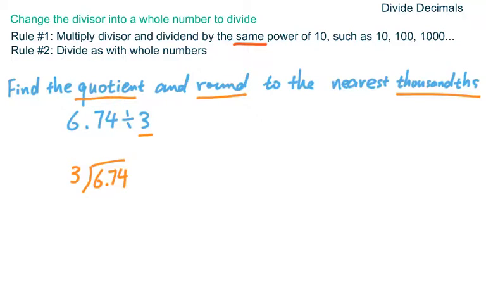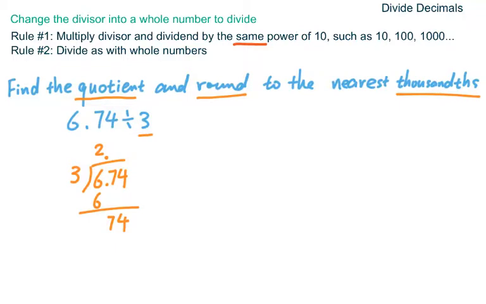6 ones divided by 3 is 2 ones. So 2, 3 goes into 6. 2 times 3 is 6. 6 minus 6 is 0. So we don't have to do anything. And then I'm going to basically copy down 7, 4. Now we also need to remember to copy down the decimal point as well. And we continue to divide on the tenths place.